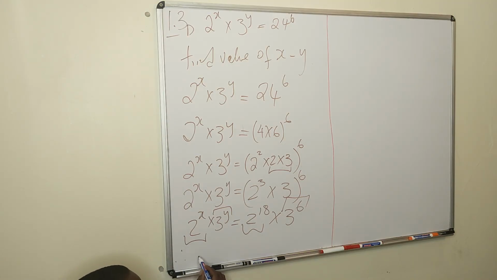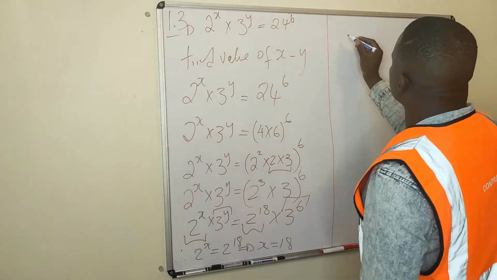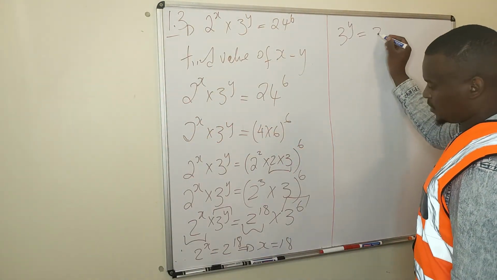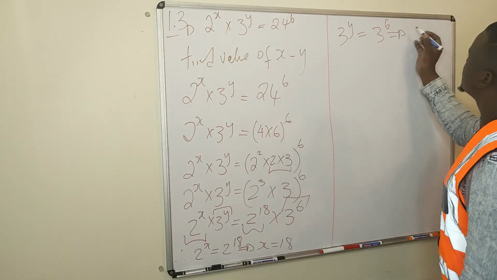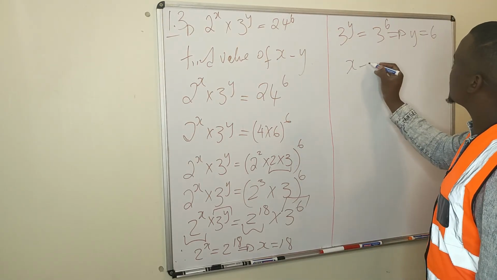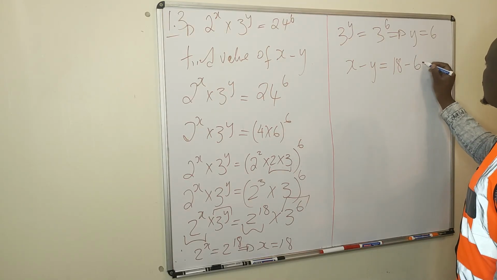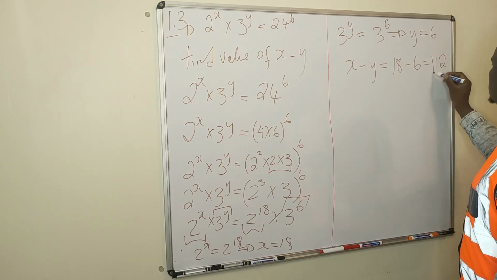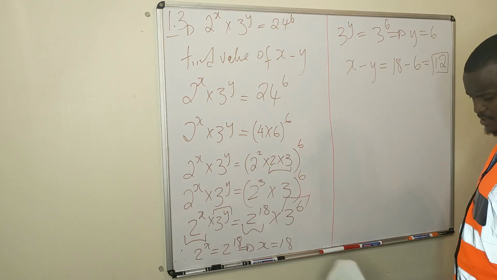So we say therefore 2 raised x is equal to 2 raised 18, which would imply that x is equal to 18, right? And then you say 3 raised y is equal to 3 raised 6, which would imply that your y is equal to 6. So if you want x minus y, that would mean you want 18 minus 6, which is equal to 12. And this is how you do this one, I think.